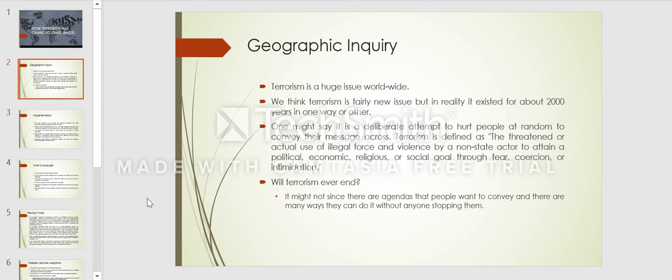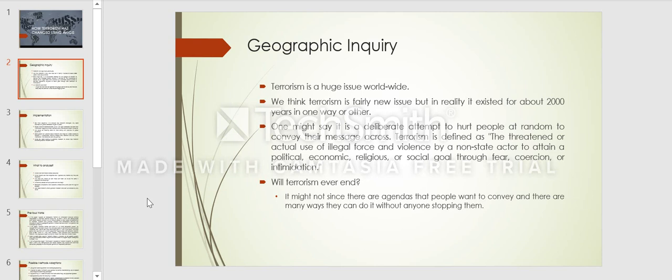Terrorism is a huge issue worldwide, as we all know. We might think that terrorism is a fairly new issue, but in reality it has existed for about 2000 years in one way or the other. It is considered a deliberate attempt to hurt people at random to convey their messages across. Terrorism can be defined as a threatened or an actual use of illegal force and violence by a non-state actor to attain a political, economic, religious, or social goal through fear, coercion, or intimidation.